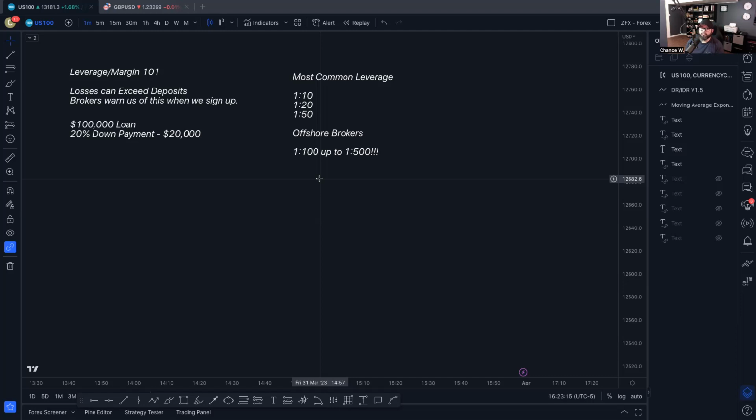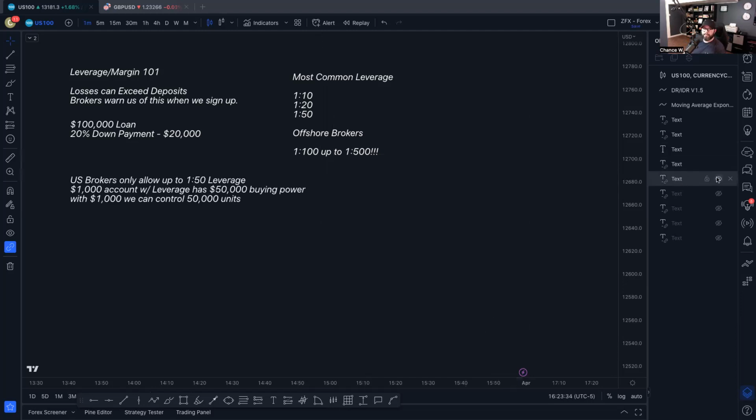1 to 20. It just depends on what they require, but we can only go up to 1 to 50 if we're using a US broker. That's a video for another day when we talk about brokers in general. But right now we're just talking about leverage and margin.